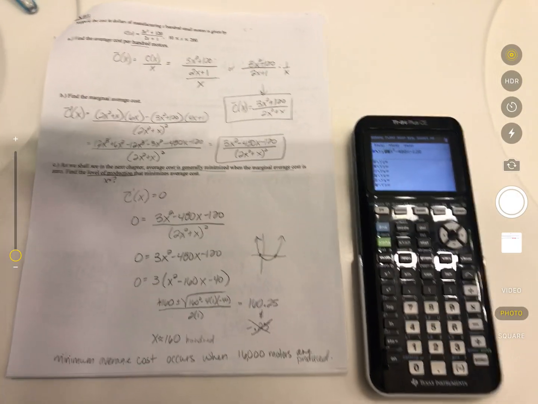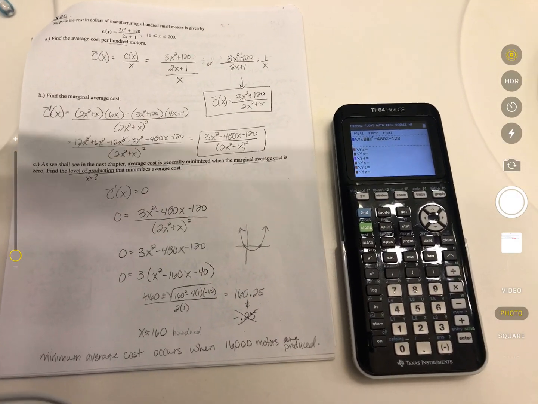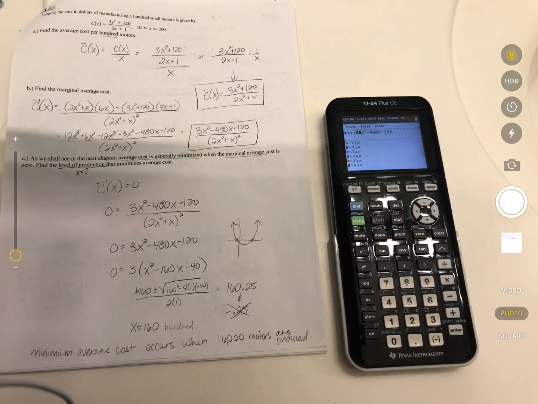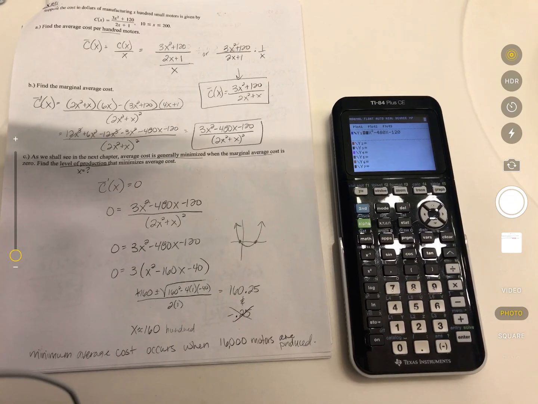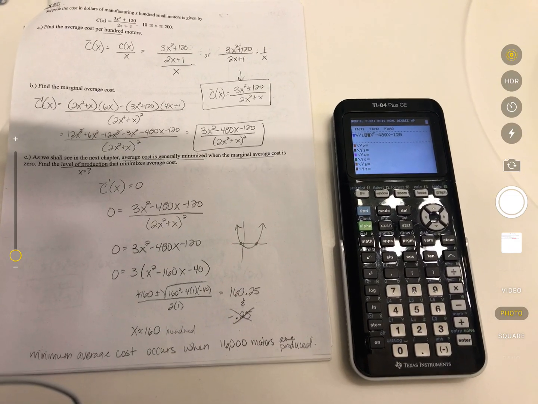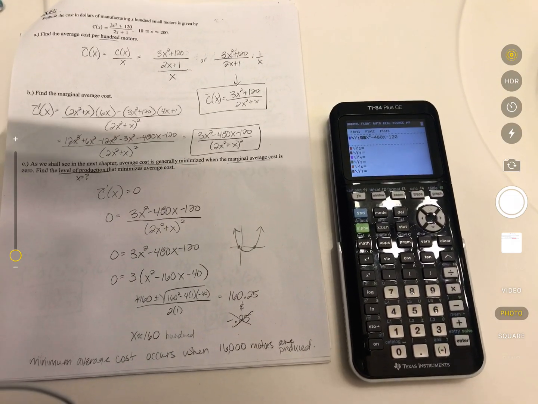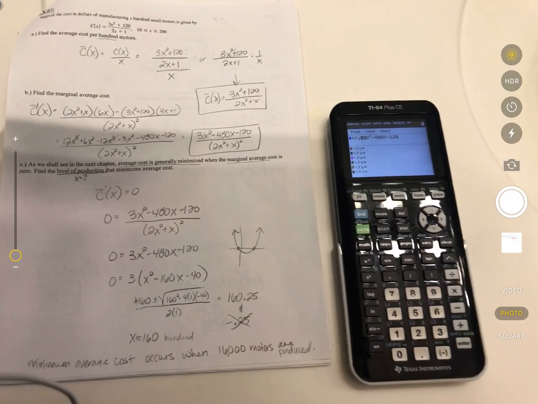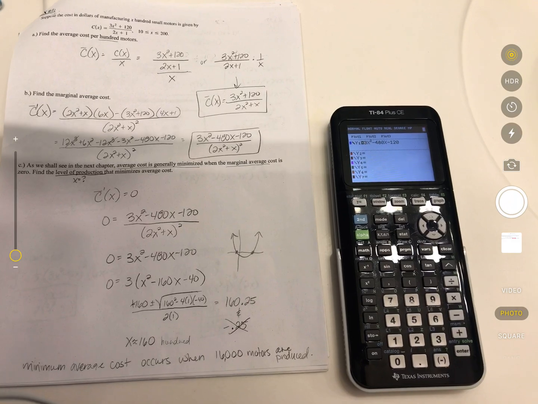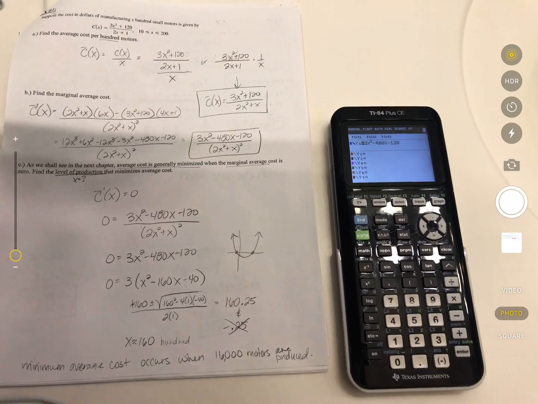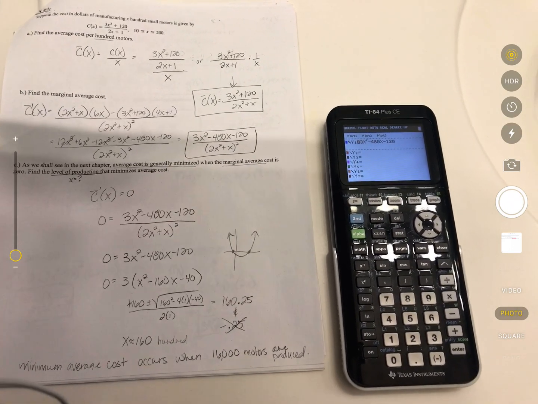Right, let's look at the problem that we were looking at in 12.2, where we were asked to set the marginal average cost equal to 0 so we can minimize our average cost. We ended up getting a quadratic equation, 3x squared minus 480x minus 120, and we needed to solve that. So what you could do is use the quadratic formula.